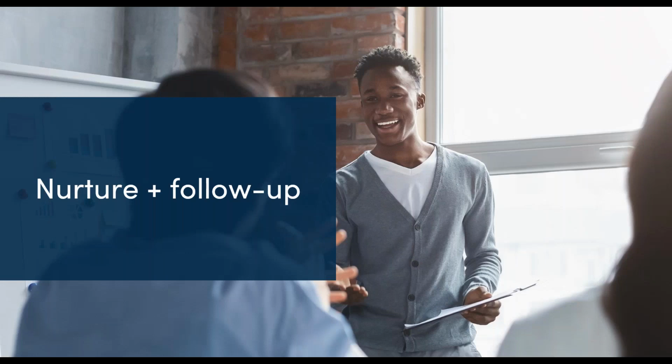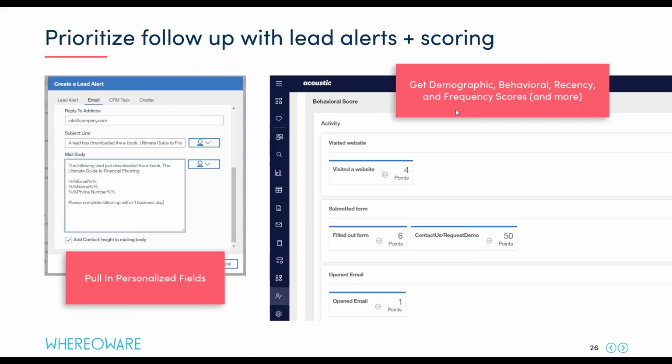Once someone fills out a form with Acoustic Campaign, that form data goes directly into the database. Once the lead is in the database, the next step is to nurture that lead and follow up. And you can use Acoustic Campaign to prioritize leads and follow up with lead scoring. In this lead scoring example, you can set different numerical values based on behaviors like website visits, form submissions, and email engagement, and then set a threshold for when a lead reaches a certain score.